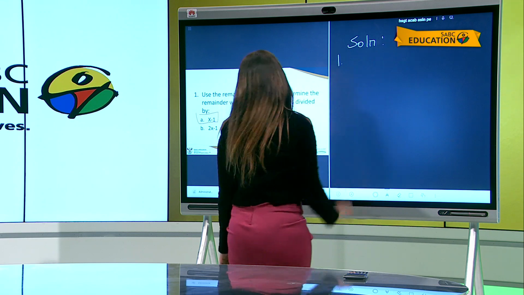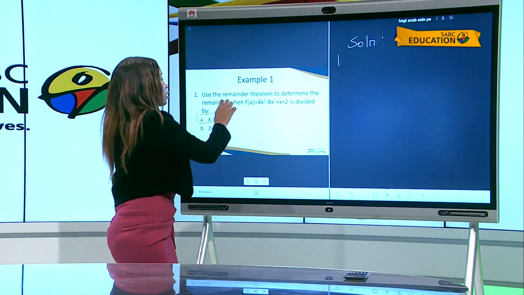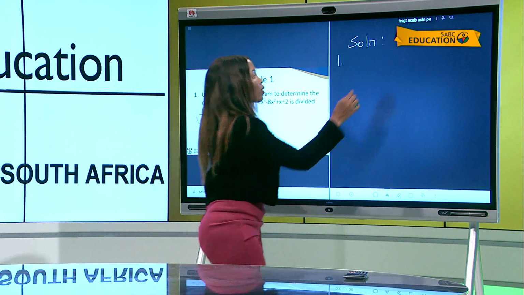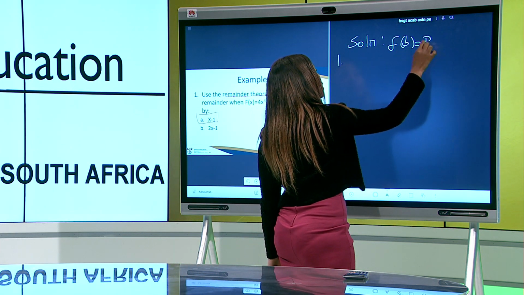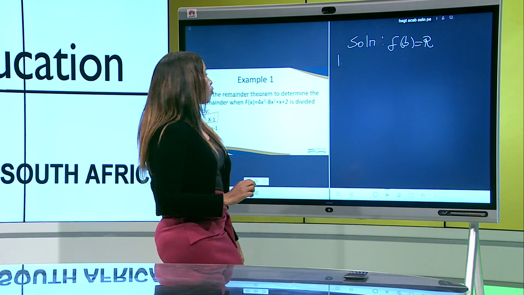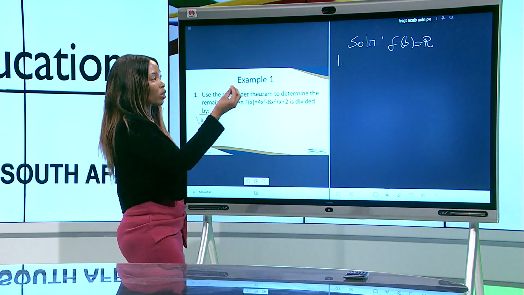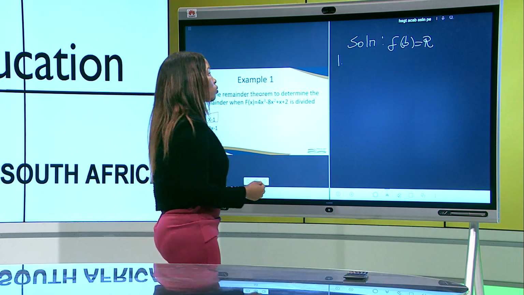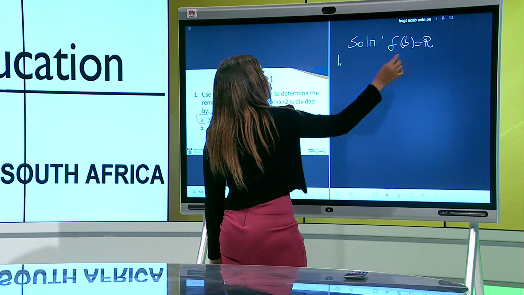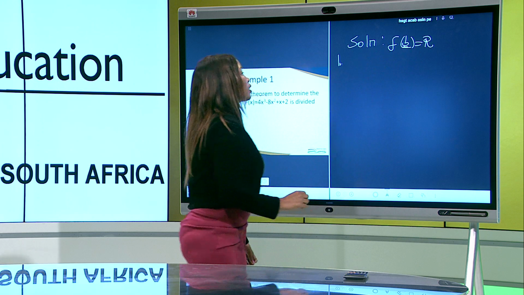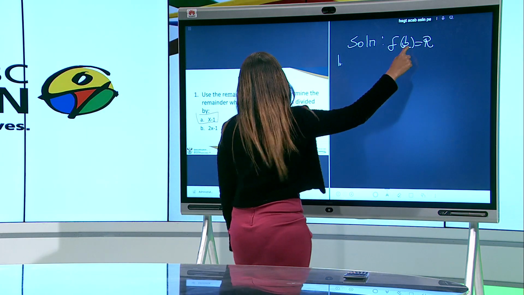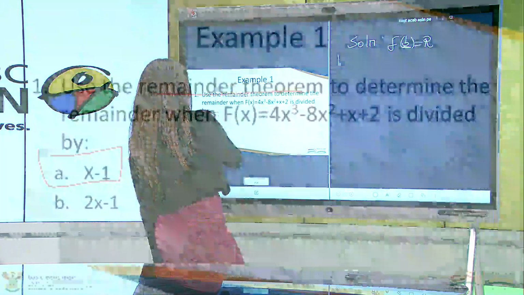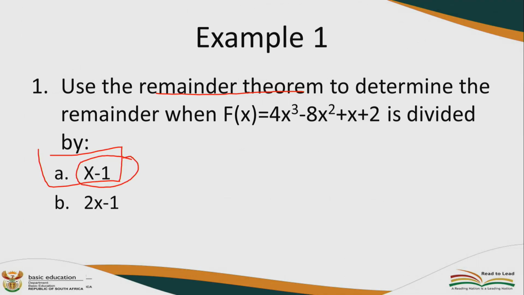Number 1A. Remember, we said with the remainder theorem, our f(b) must be equal to what? Must be equal to R, for remainder. For us to get the remainder, we need to find the root, f(b) is equal to. So in this case, where do I get this f(b)? How do I determine that f(b), or how do I determine this b? It's quite easy. I'm just going to make use of my divisor.